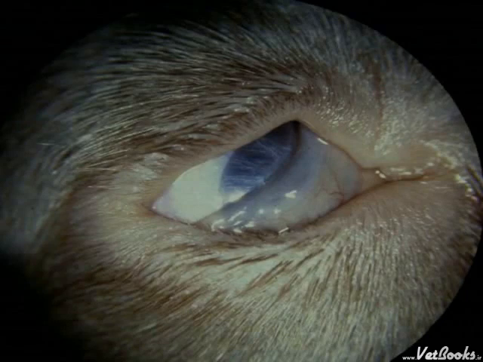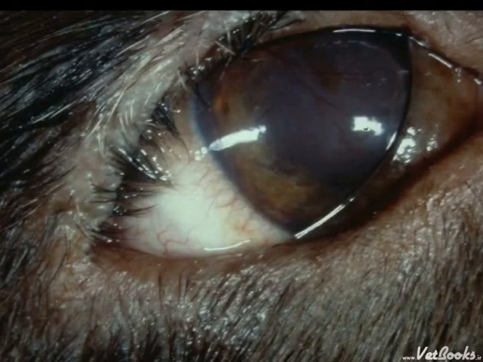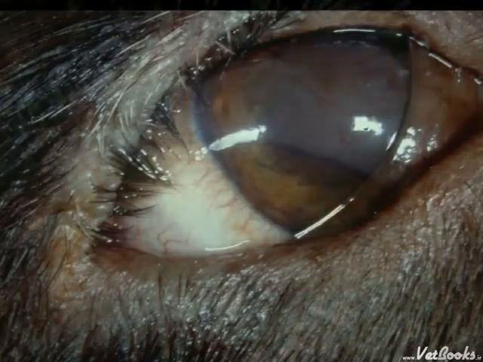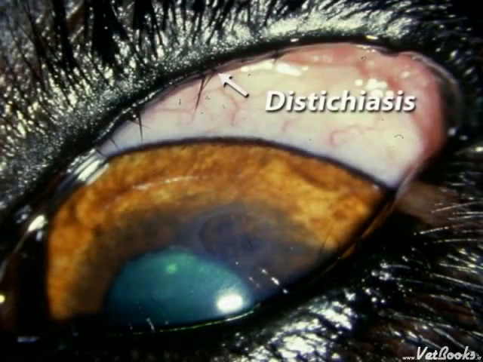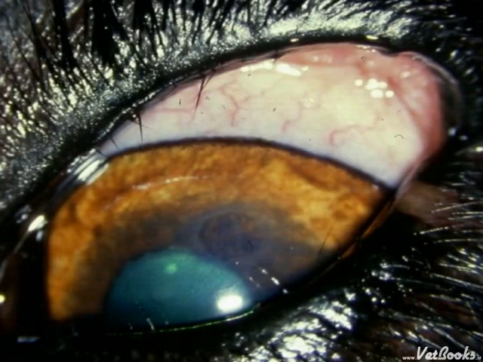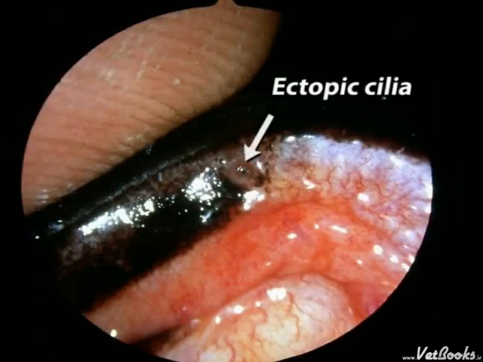More commonly seen in dogs are abnormalities of eyelid position, such as entropion, and disorders of the eyelashes or cilia. Trichiasis involves the misdirection of cilia and sometimes facial hair towards the cornea. Dystichiasis refers to the emergence of cilia from abnormal locations along the eyelid margin. Ectopic cilia are abnormally positioned lashes that emerge through the palpebral conjunctiva.